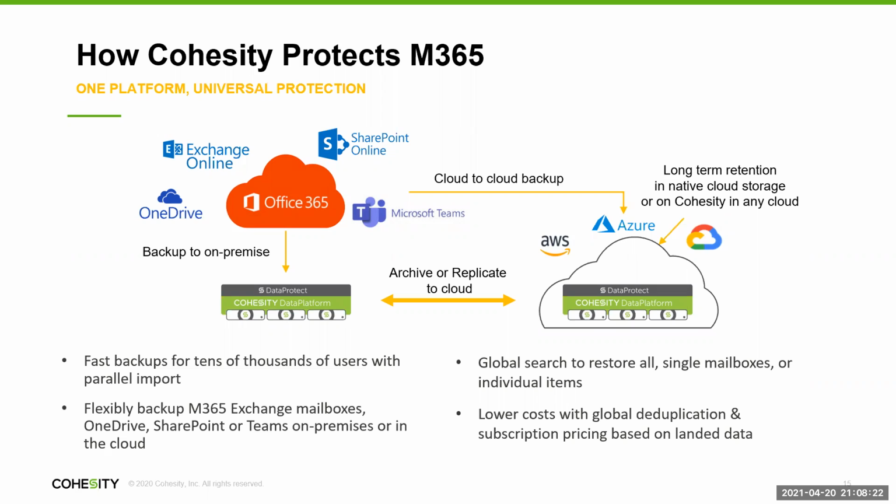When it comes to recovery, all that data is indexed as it's written into Cohesity Helios, so we can leverage our global search to find individual items or mailboxes or OneDrive items, regardless of if the data is stored on-prem, in Azure, in AWS, or in GCP.